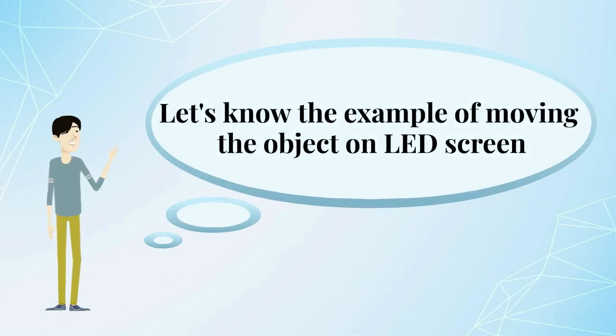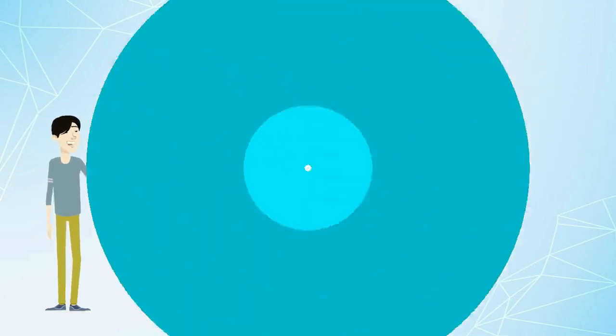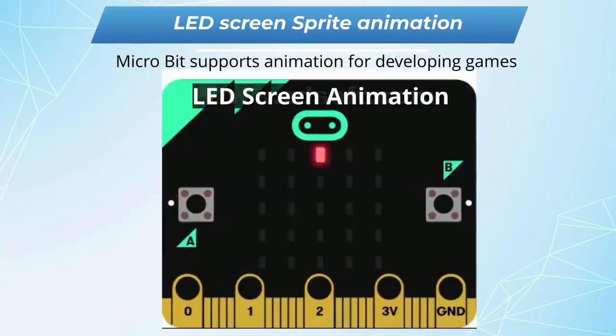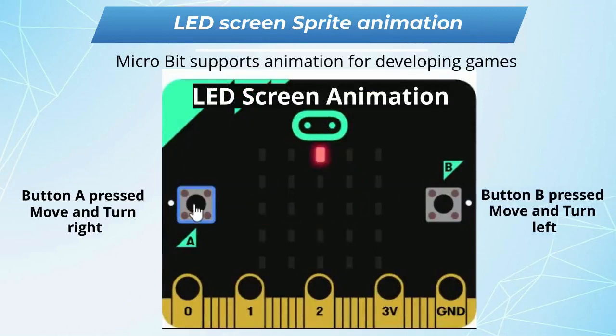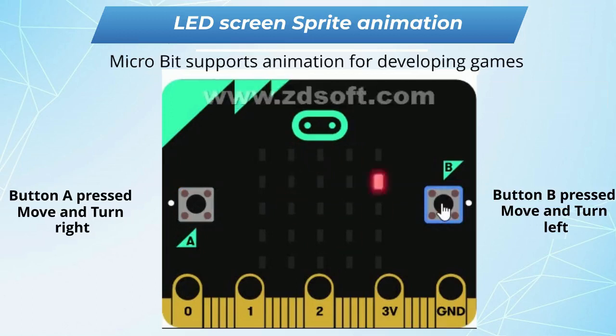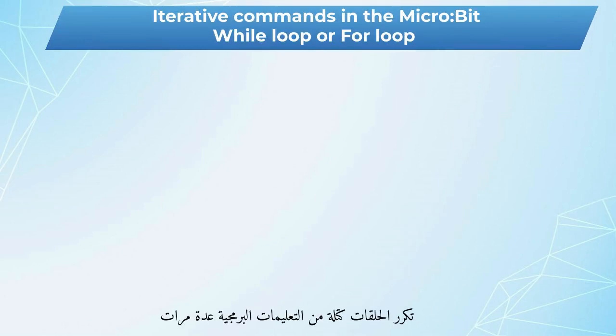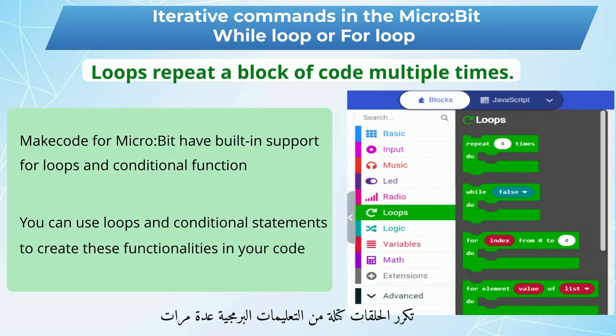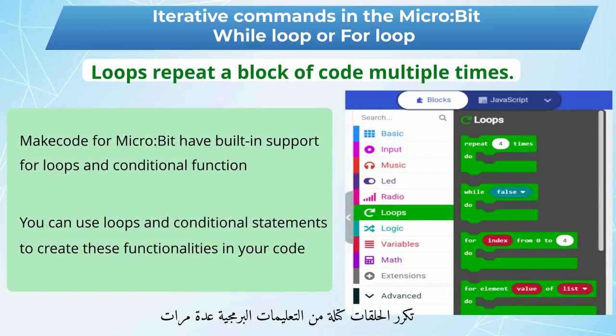Let's see an example of moving the object on the LED screen. The LED screen shows sprite animation. Button A pressed: move and turn right. Button B pressed: move and turn left. Iterative commands in the micro:bit: while loop or for loop. Loops repeat a block of code multiple times. MakeCode for micro:bit has built-in support for loops and conditional functions. You can use loops and conditional statements to create these functionalities in your code.